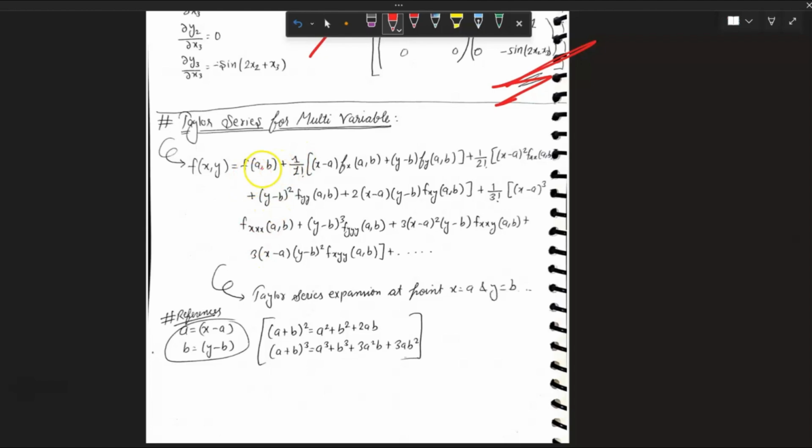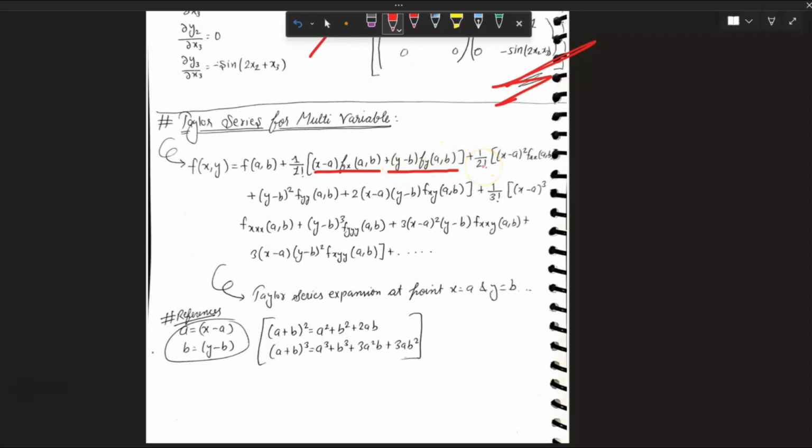How to remember it? f(a,b) plus 1 upon 1 factorial, x minus a f_x(a,b) plus y minus b f_y(a,b). So for the formula trick, just remember (a plus b) whole square. What do you do in (a plus b) whole square? That is a square plus b square plus 2ab. The same you have to apply here also. See here it is 1, so you will do x minus a f_x(a,b) plus y minus b f_y(a,b). This is a single term and this is another single term.